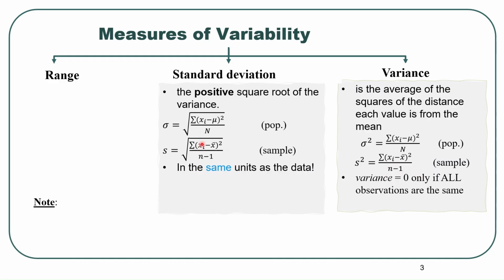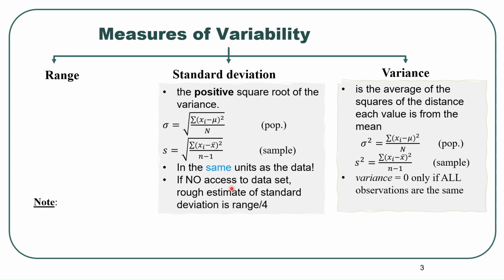If you don't have access to the data values themselves and you need a rough estimate for the standard deviation, you can use the rule of thumb, which says the standard deviation is equal to the range over 4. But what is the range? The range is the difference between the maximum point and the minimum point in your data set. So if I don't know the data set, how can I know the range? Usually it's easier to guess the range than to guess the standard deviation.